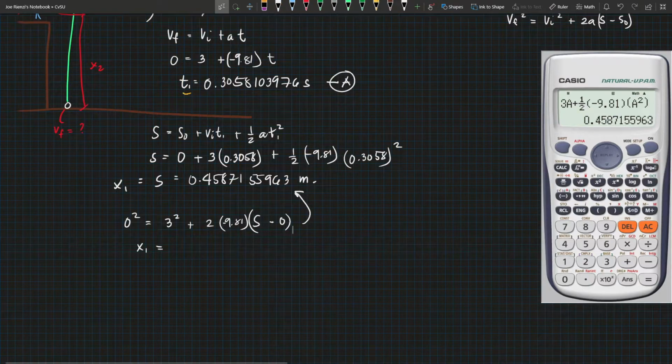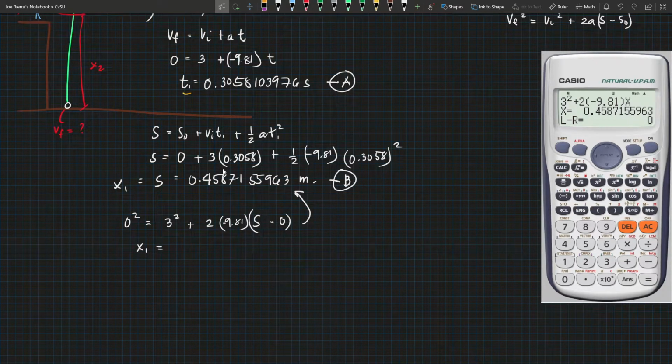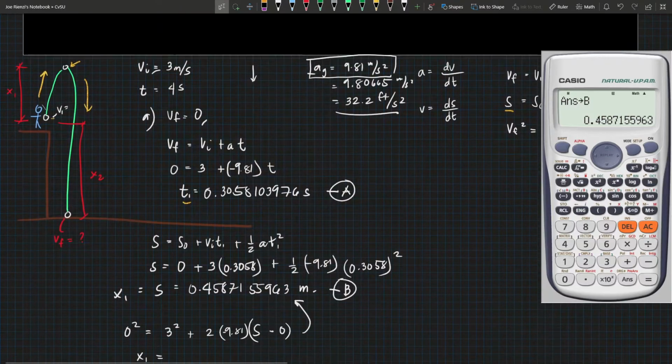So, try natin, para sure. So, 3 squared plus 2, 9.81 times x. So, yun, same naman natin siya nakuha. So, again, para safe tayo sa value, isulat nyo lahat or sa calculator, shift store. So, ako sabi ko naman siya ilalagay. So, 0.45871. So, yun yung sagot natin sa A.